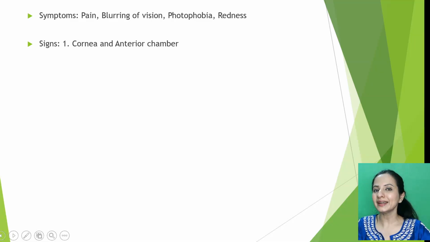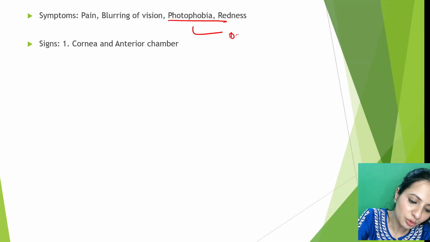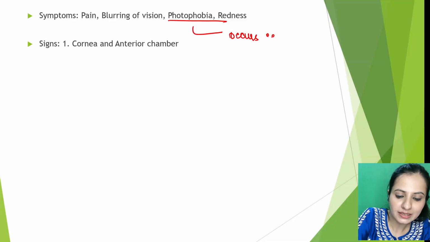Then what are the symptoms? Symptoms of anterior uveitis will be pain, blurring, photophobia and redness. Photophobia occurs due to ciliary muscle spasm.